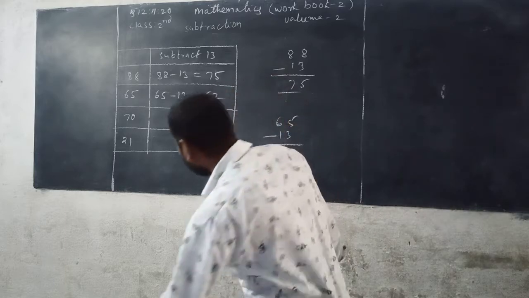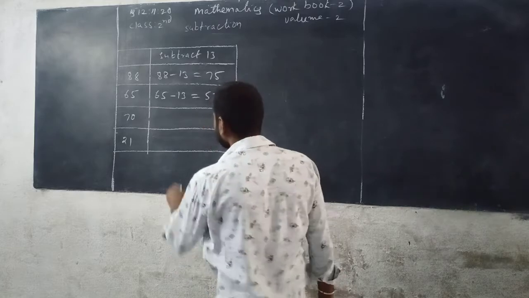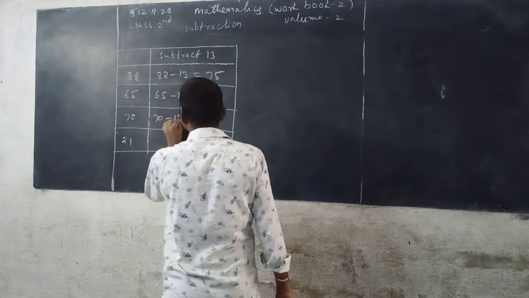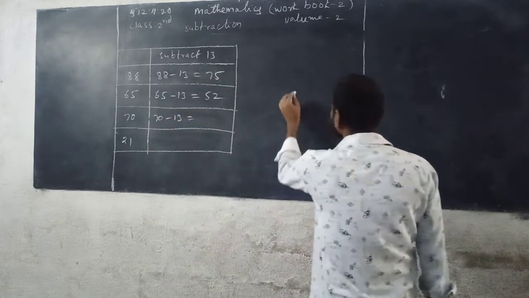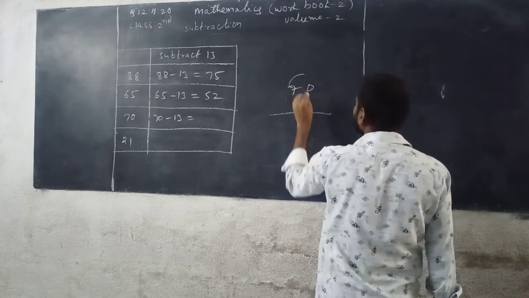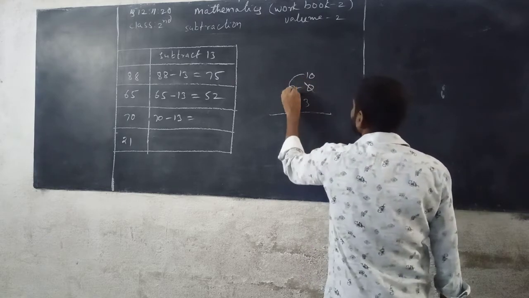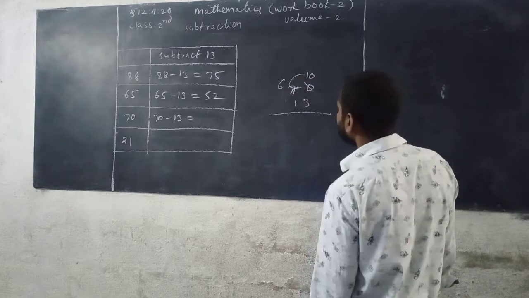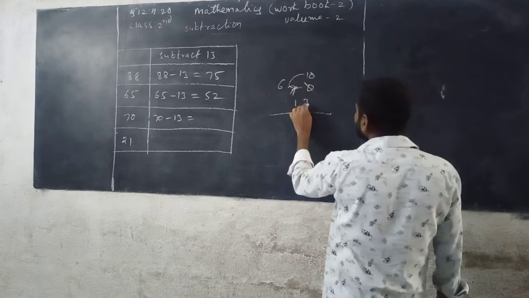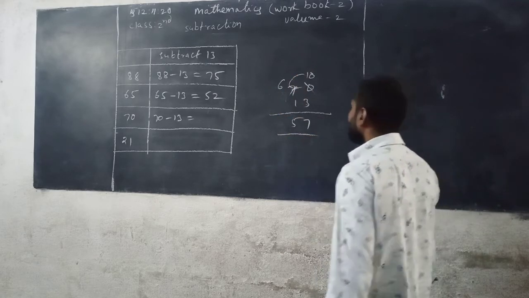Next 70 minus 13. 0 minus 3, not possible. Take borrowing from 7, it can give 10. 10 plus 0, 10. 7 loses 1. 7 becomes 6. 10 minus 3, you can get 7. 6 minus 1, you can get 5. So 57.